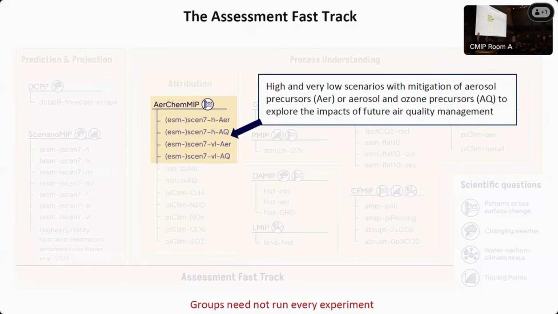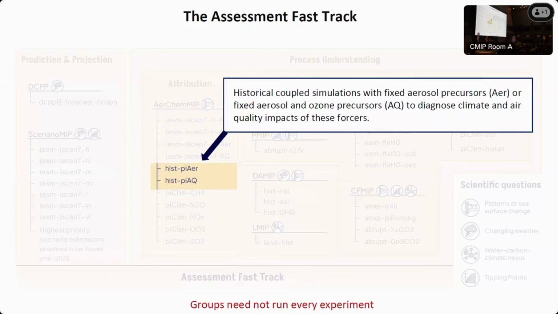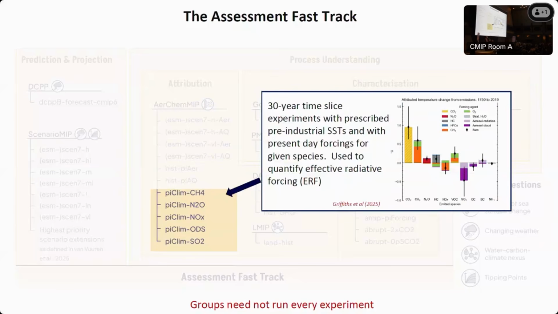For AerChemMIP, there's a number of experiments. These experiments listed here are future scenarios, but with mitigation of aerosol precursors or aerosol and ozone precursors. Those will be used to explore the impacts of air quality management in the future on the climate. These experiments from AerChemMIP are used to quantify the climate impacts in the historical record of changes in aerosol precursors and aerosol and ozone precursors. And then these experiments here are again short time slice experiments where individual forcings are added one at a time. And these are used to produce these kind of figures in the IPCC that quantify the impacts of individual forcings on the climate.